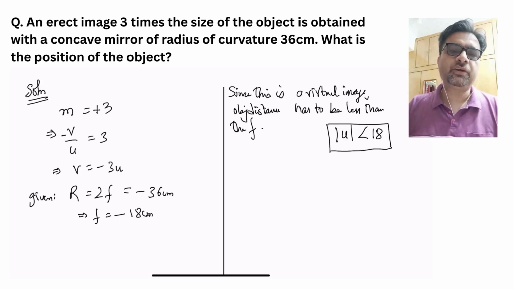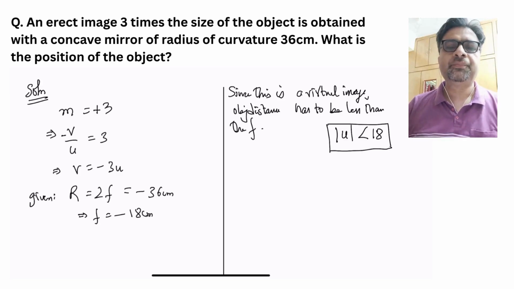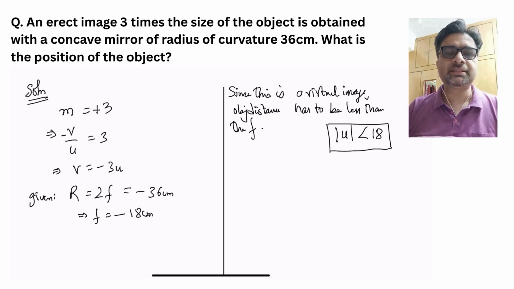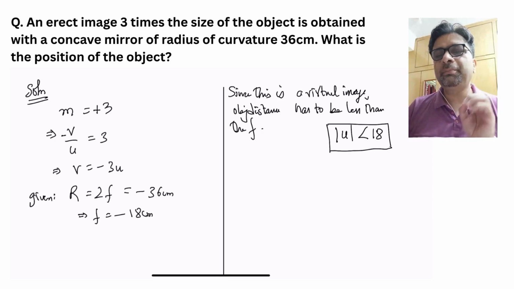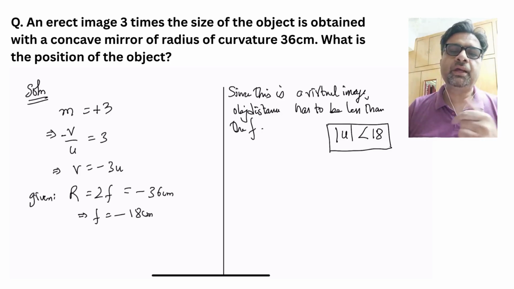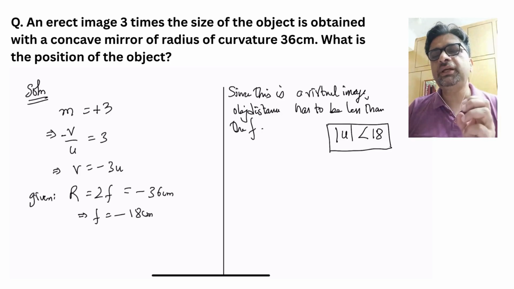Also, we know that for any of these mirrors or lenses, the object distance is minus, so it's going to be minus. So these are the two things that we know from our understanding of ray diagram, and once we solve, we'll see if we are complying with these understandings.